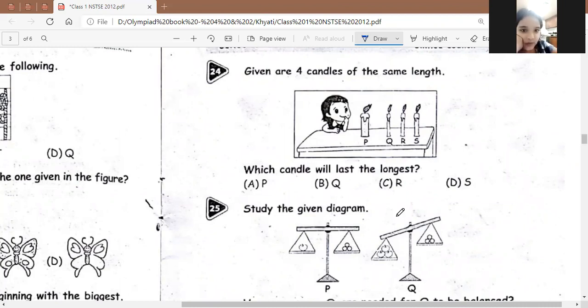Given are four candles of the same length. Which candle will last the longest? The option is A and the answer is B. Yeah, right answer. Next one, 25.